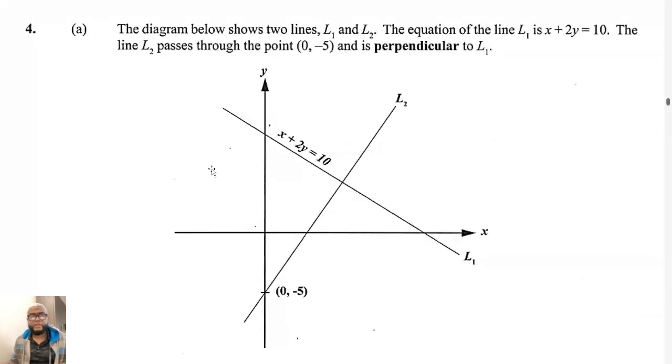Right. The diagram below shows two lines, L1. You all seen L1 running this way? And L2. The equation of L1 is x plus 2y is equal to 10. Everybody see that equation? And the line L2 passes through the point 0, -5, and is perpendicular to L1.